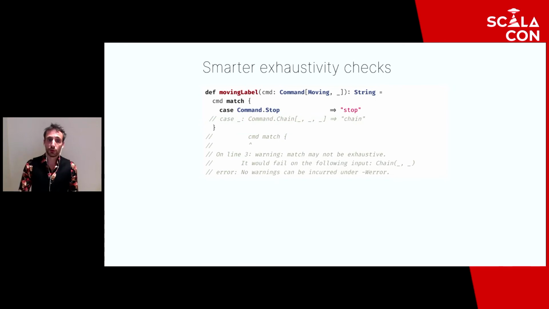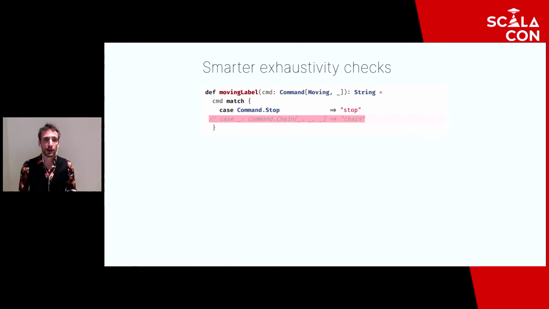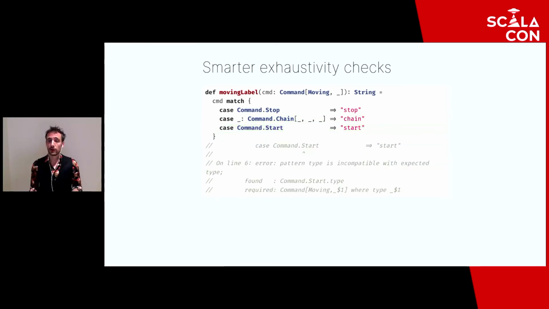So since it cannot prove it, it demands that you handle the case because it is a possible scenario. And if I were to fix that and re-put the code for chain, and in a fit of madness add the handling for start, then the compiler is going to tell me off. Because start is not a valid command of moving. So the compiler will prevent us from writing it, which is really nice, isn't it?